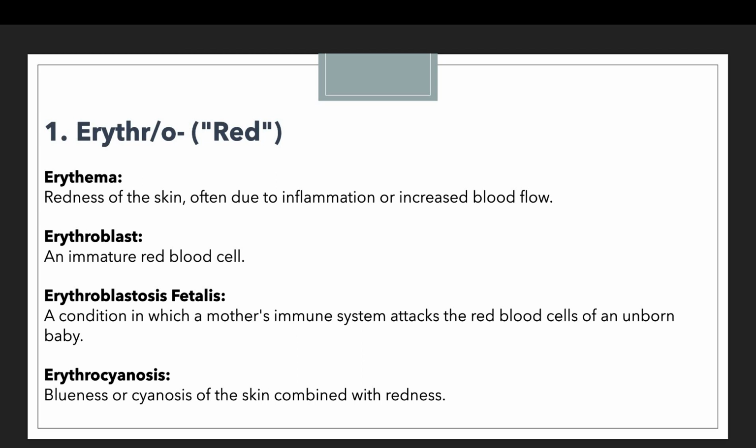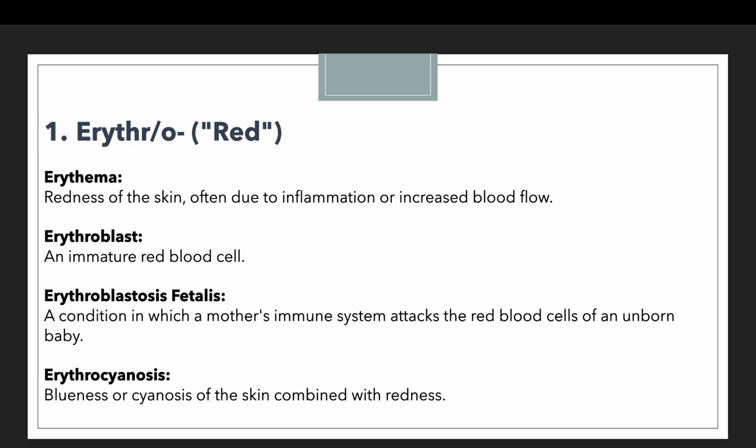Likewise, if you look at the second example, which is erythroblast. Now what is erythroblast? It is an immature red blood cell. So again you can see immature red blood cell, RBC. Whenever we want to denote or indicate an immature red blood cell, in that case we will use the terminology erythroblast, which is composed with the medical prefix erythro.